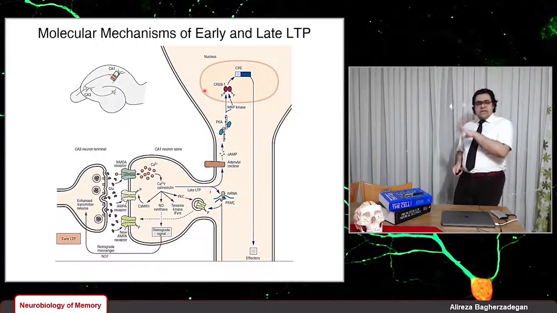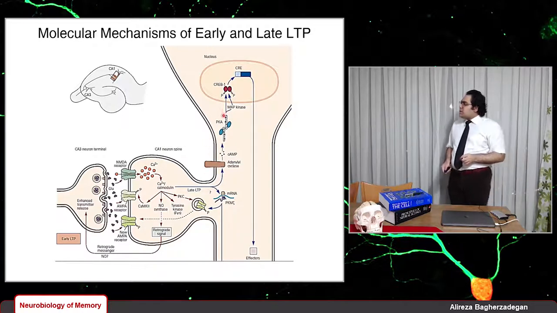I explained that very fast because we are all familiar with this signaling pathway. You can see that we have transcription, translation, so we have protein synthesis in the late phase of LTP. So this is one of the things that happens during late LTP, and you can see we have protein synthesis here.